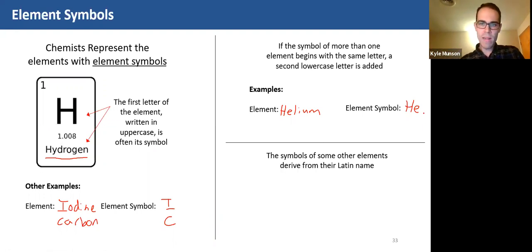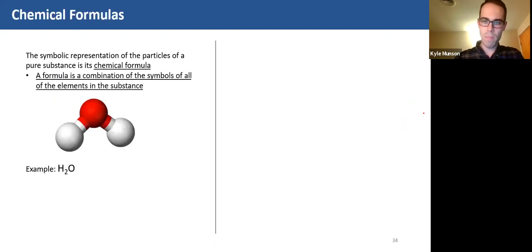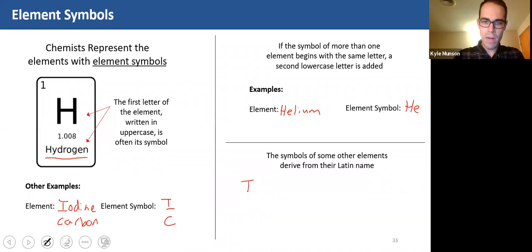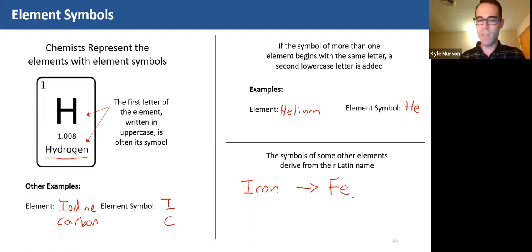And finally, the symbols of other elements derive from their Latin names. The example there would be iron. Its symbol is Fe. If you're wondering why iron's symbol is Fe instead of Ir or something, it's because it derives from iron's Latin name. Again, not something you necessarily need to memorize. Just know where some of these symbols come from. You'll be fine. Have a periodic table that lists them all.